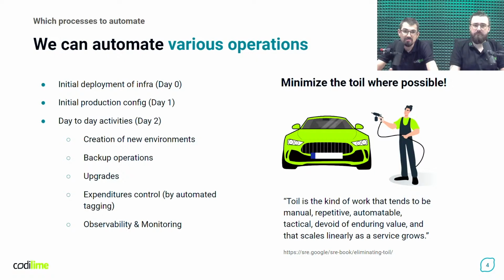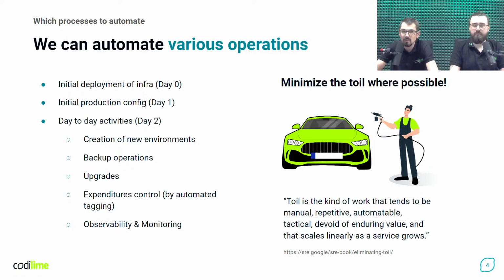But which processes can we automate? The general, high-level target is to minimize the toil. So all repeatable manual tasks that scale linearly as the service grows. What could it be in practice?